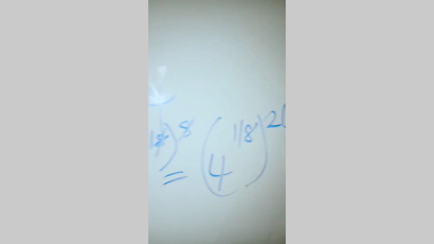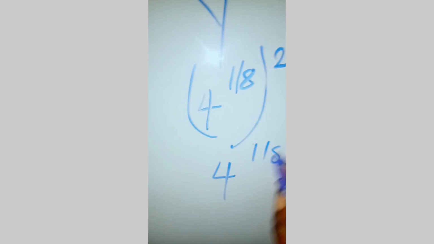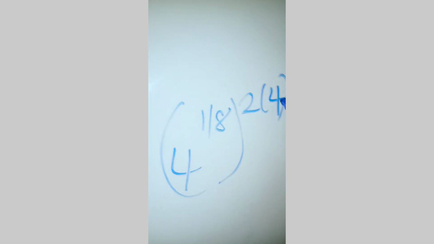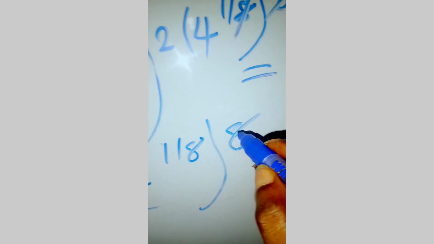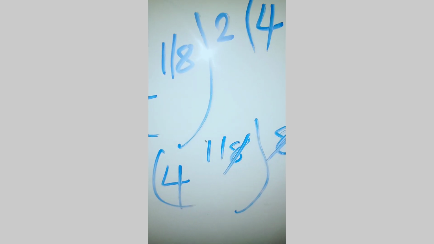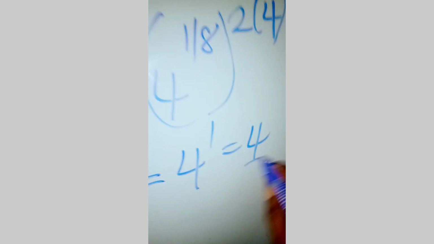So in that regard, this time this will give us 8. Therefore, we are going to have 4 raised to power 1 over 8, all in brackets, to the power 8. We've multiplied this and this together, we got 8. Now this 8 will also cancel this 8. We are going to be left with 4 raised to power 1, and that's equal to 4. It means the answer is correct.